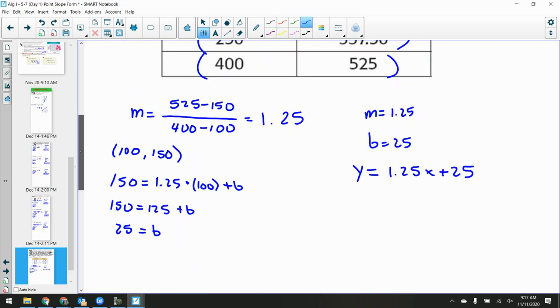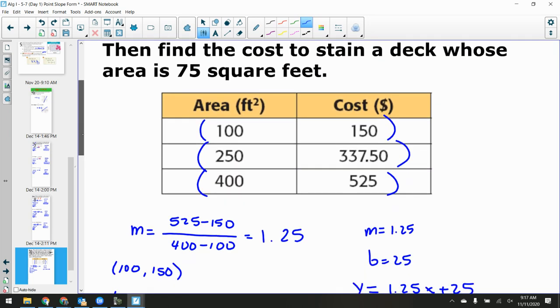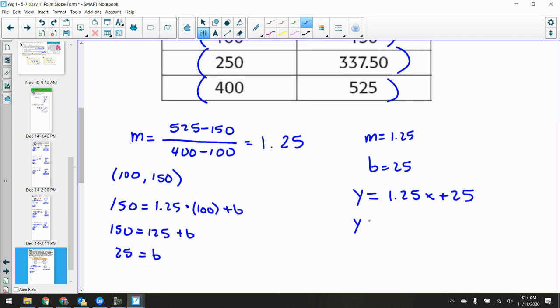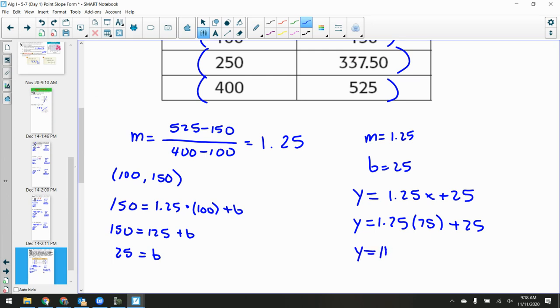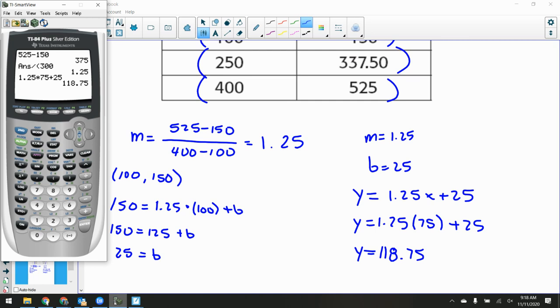Now, my last part of my equation is finding when x is 75. So 1.25 times 75 plus 25. 118.75. y equals 118.75. That's 1.25 times 75 plus an additional $25.